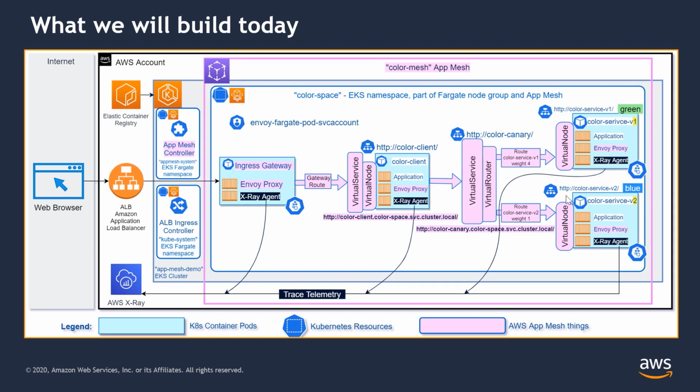As far as infrastructure goes, at the high level, we will have an AWS account with several AWS services that live outside of either App Mesh or the Kubernetes cluster. Specifically, we will use Elastic Container Registry, ECR, Application Load Balancer, ALB, and AWS X-Ray that will render our service dependency maps and let us see service call traces.